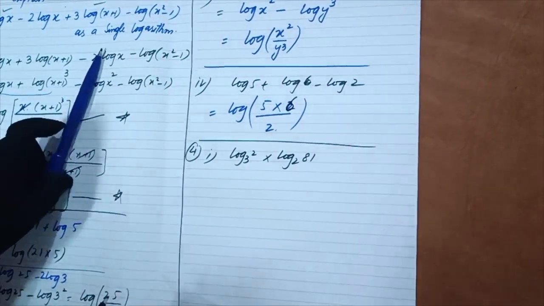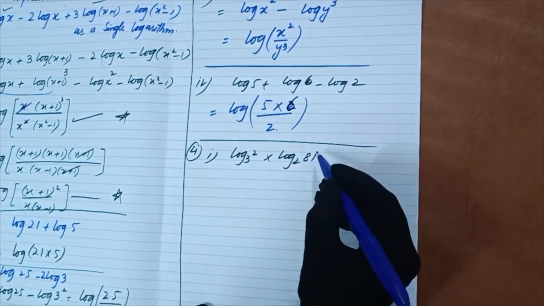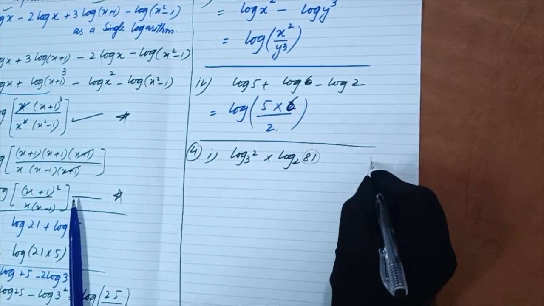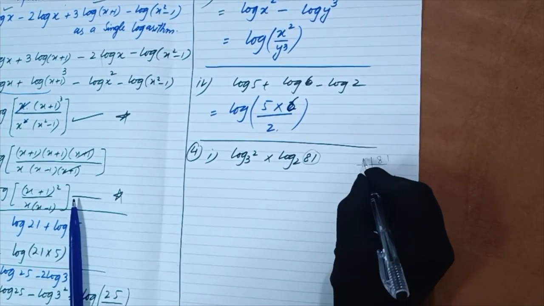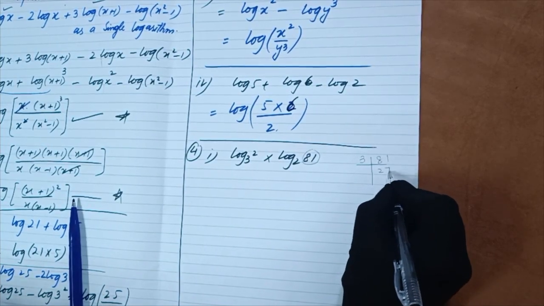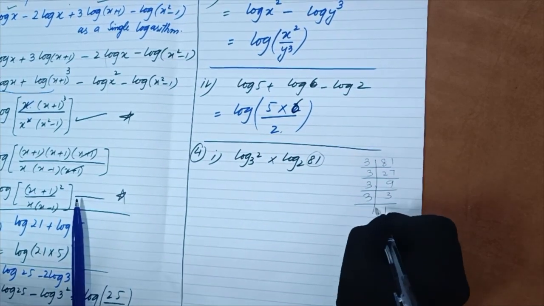Yes, the next question is here, and you can use the change of base formula. First, check that the number is very big, so you need to factorize it. 81 factorizes with 3: 3 times 27, 3 times 9, 3 times 3, 3 times 1.